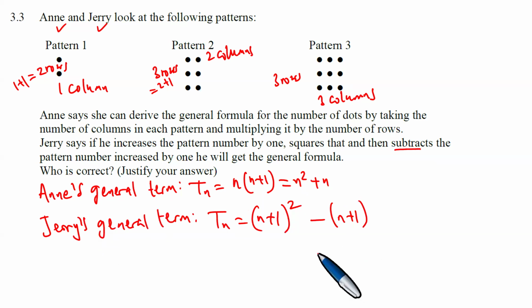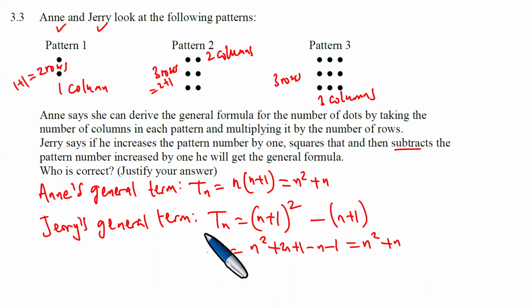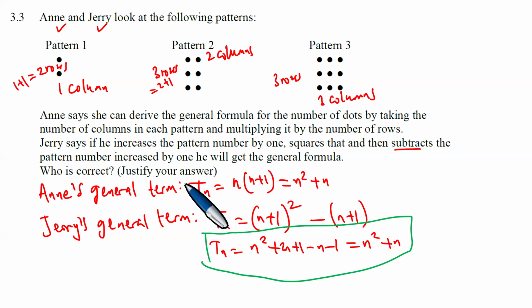Who is correct? Okay, so if you look at this one of Jerry, n squared plus 2n plus 1 minus n minus 1, meaning it is n squared plus n. So who is the correct one here?